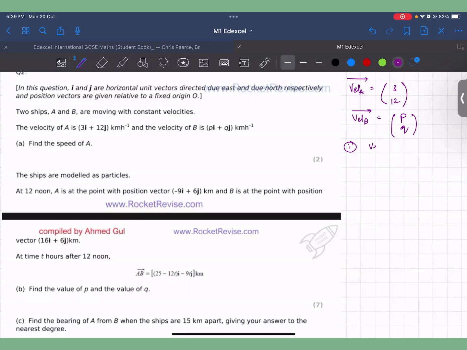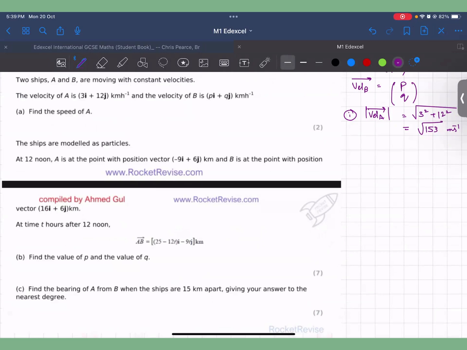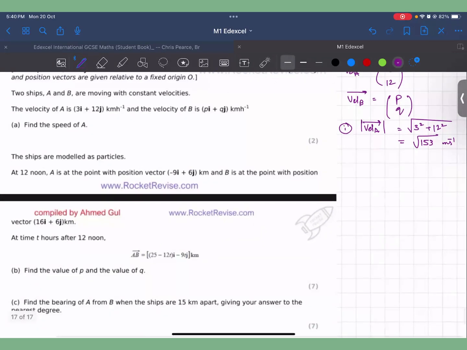Speed is simply the magnitude of the velocity of A, which will be square root of 3 squared plus 12 squared, which will be square root of 153. It's less than 12, 12 something, 12.4. Yeah.